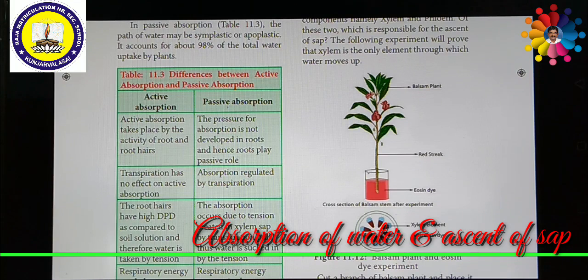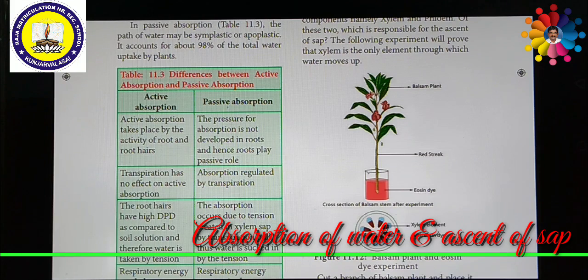Another theory is called cohesion tension theory and transpiration pull theory. These combined together make water move upward. The cohesion tension theory was originally proposed by Dixon and Joly. It is based on the strong cohesive force, or tensile strength. Cohesive means same kinds. There is a force of attraction between same kinds of molecules, called cohesive force. Water molecules have a strong mutual force of attraction, due to which one water molecule can attract another water molecule, and that molecule can attract one more, and so on. This is called cohesive force.